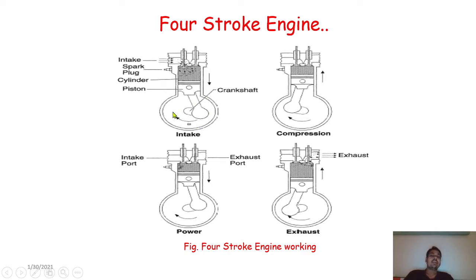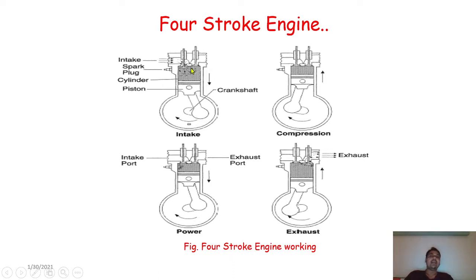The crankshaft always rotates in a clockwise direction through 360 degrees. One 360-degree rotation completes 1 revolution of the crankshaft. Another 360-degree rotation is the second revolution of the crankshaft. So for completion of the process in the case of a 4-stroke engine, the crankshaft will rotate 2 revolutions, or we can say 720 degrees, that is 360 plus 360, that is a 720-degree rotation of the crankshaft.